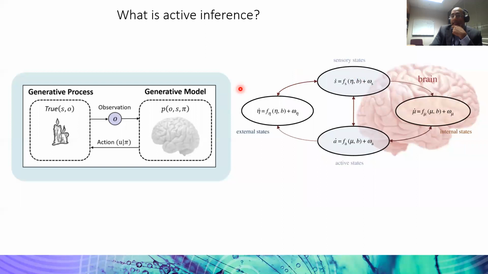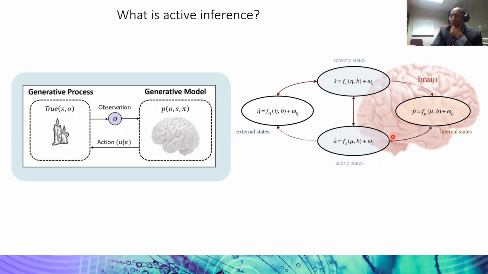And then there's an external world, and there's a sensory state. So one can sense using eyes and ears and other senses what's out there. And then based on those sensory data, one can take action on the environment and change it. And this goes on, and this is a circular process, the action perception cycle.